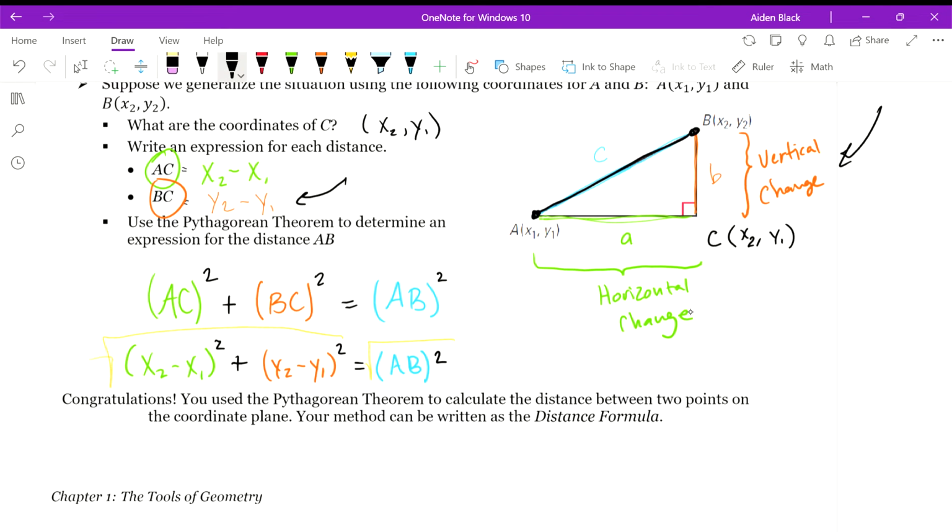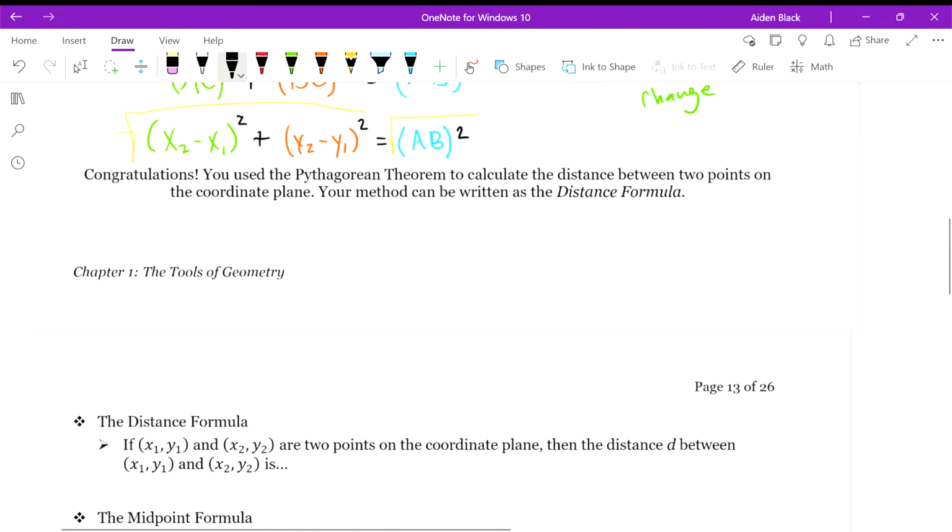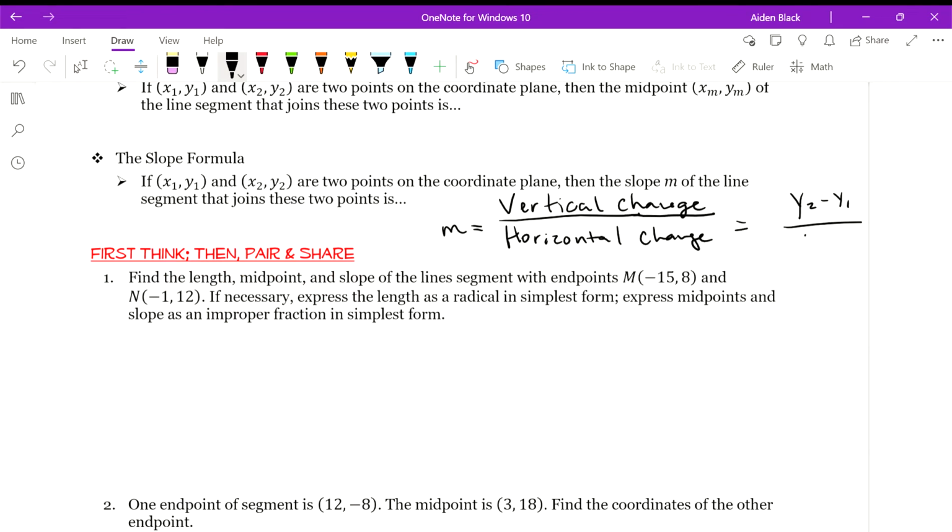What was our horizontal change? You can see this is our horizontal change right here. And we found that that would be expressed using x2 minus x1. So let's write that there. Okay, now that's all we need.